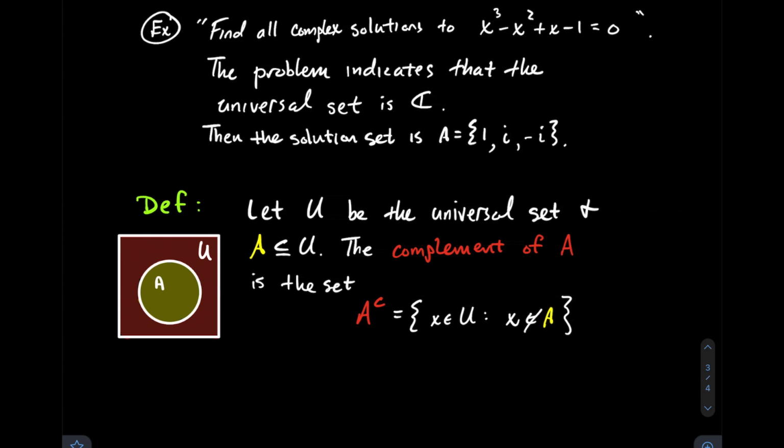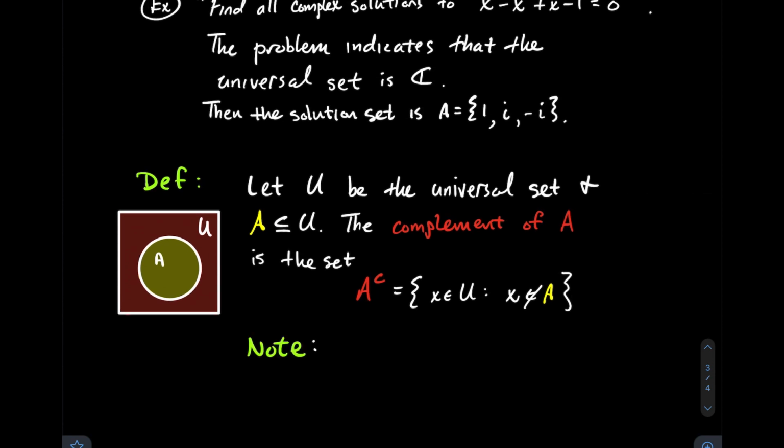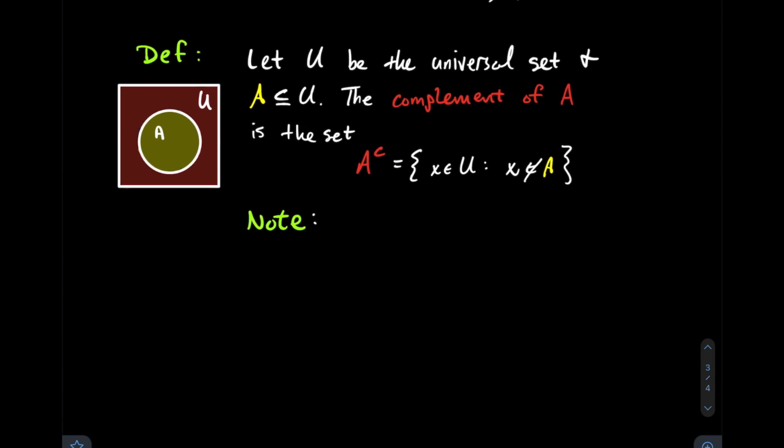So I've got a little picture on the side there. I've got the universe that I've denoted with a box, and A is the little circle that's inside of there and shaded in. So what I'm saying is the red is the complement of A. And just notice it's all the stuff that's in the universe still, but this does not include the yellow A circle.